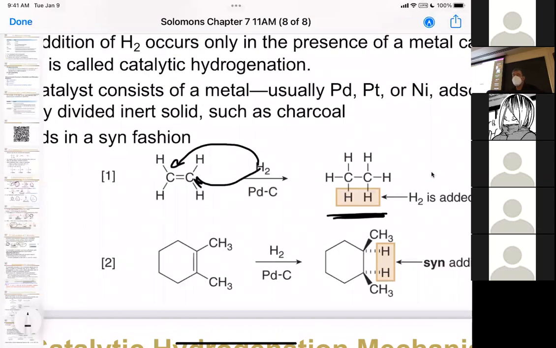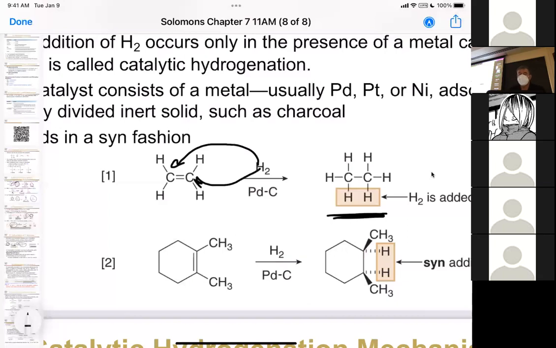Okay. Now, we can't really tell how they added. Did they add on the same side or did they add on opposite sides? This is a selectivity issue that we're going to have to start talking about in these reactions with alkenes. Did it add at the same time or from opposite sides? Next chapter, we're going to do a lot of that syn and anti-addition.